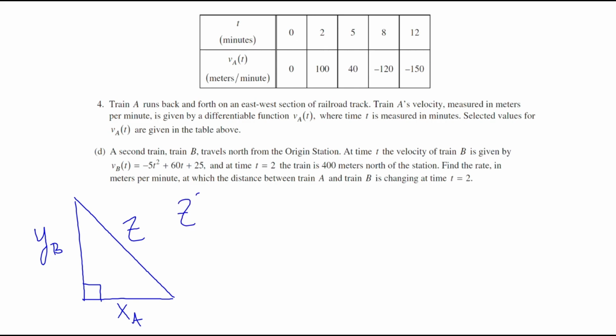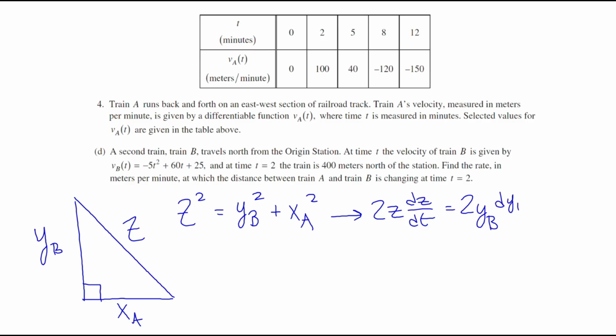And so we know that z squared is equal to y sub b squared plus x sub a squared, right? Using the Pythagorean theorem. And then we can just take the derivative of this with respect to time, right? This is just a related rates question. So this tells us that 2z dz/dt equals 2y sub b dy sub b/dt plus 2x sub a dx sub a/dt. And of course, the 2's can all just cancel each other out. We're looking for the value of dz/dt.